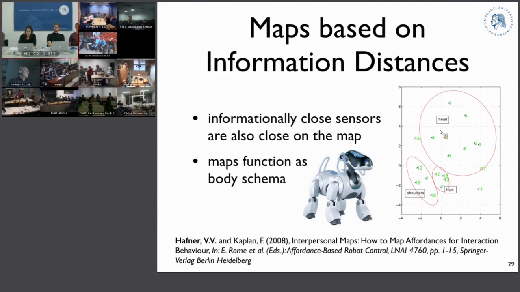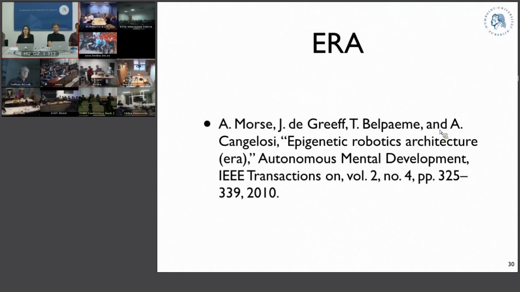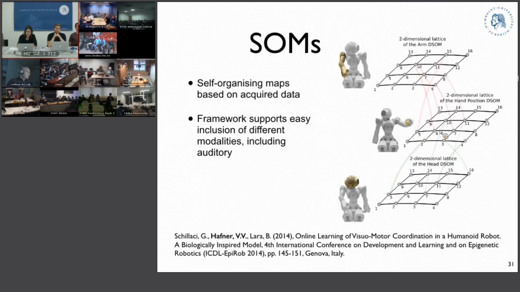Then there are other ways to represent sensors and self-organized sensors. So one example is the epigenetic robotics architecture by Anthony Morse and others. And I won't go into detail into that because next week Anthony will give a talk also on developmental robotics and language. So maybe he will mention this architecture here. But several works are based on the ERA. For example, some work here with self-organizing maps. So you see self-organizing maps that represent certain sensory modalities or motor modalities, and they are self-organizing and adapting.